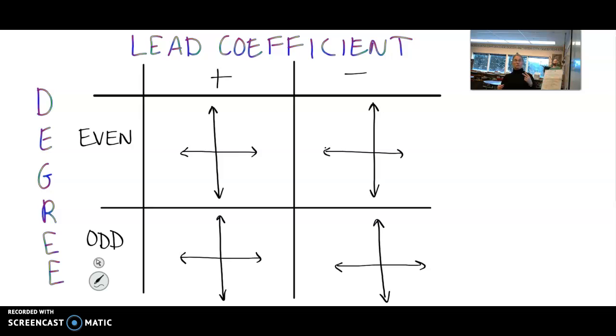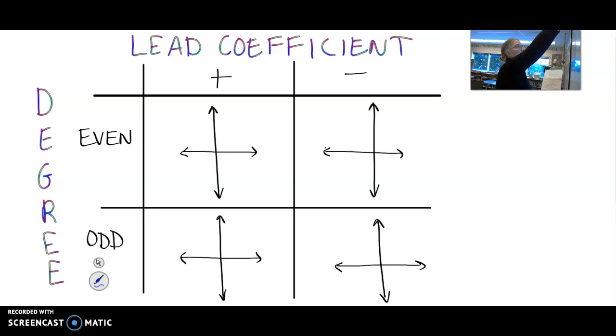So there's two things that are going to make a difference on the end behavior of a polynomial. That has to do with the degree of the polynomial, which is the degree of the term with the highest power. If it's even, then that's going to impact the graph in a certain way, and if it's odd, it impacts it differently. And then also the lead coefficient, whether it is positive or negative.